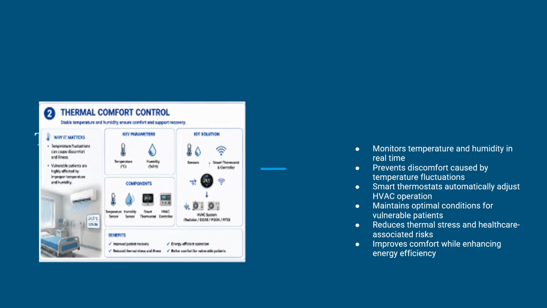These temperature and humidity sensor values can be collected through various IoT devices, and can actuate smart thermostats and HVAC systems to automatically maintain optimal indoor conditions. The system can intelligently control heating, cooling, ventilation, radiators, and air handling units based on real-time environmental data. As a result, patients can experience a more comfortable environment.